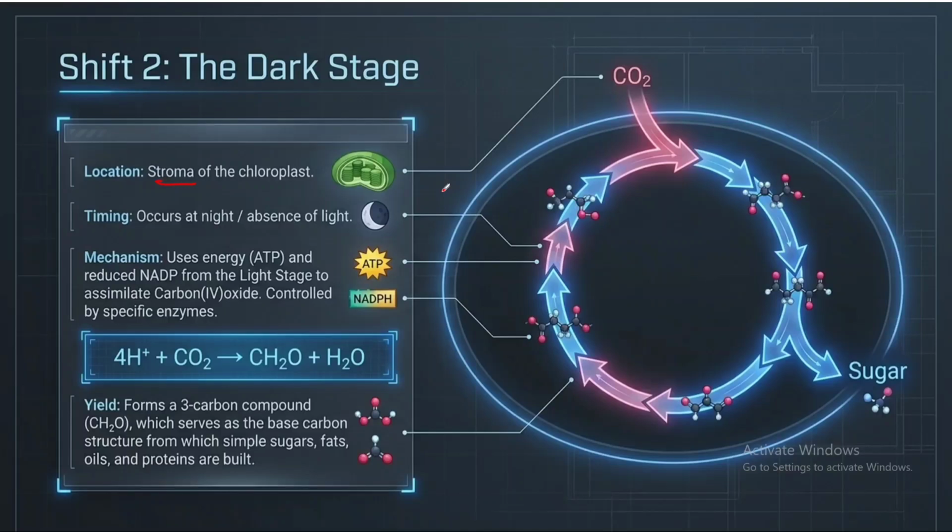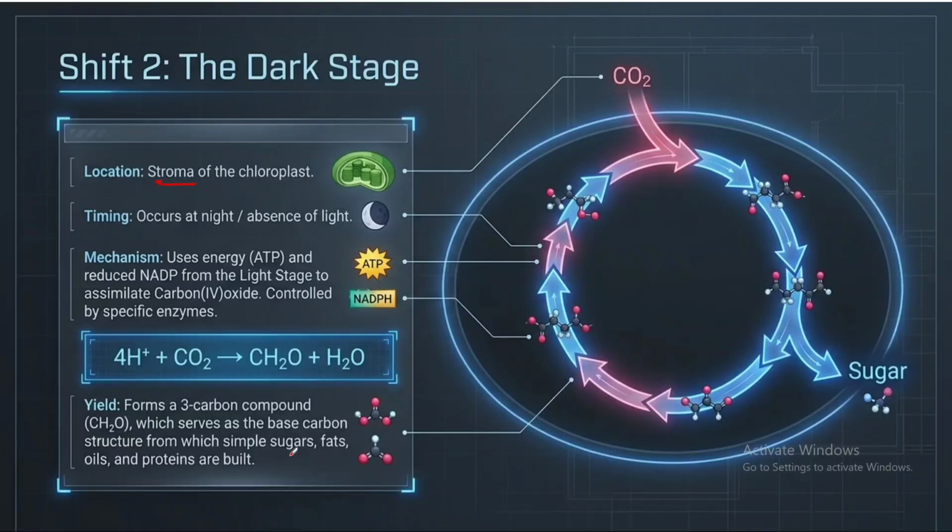And it uses the ATP and the reduced NADP from the light stage, and in this case assimilates carbon dioxide. So assimilation of carbon dioxide happens during the dark stage. And also using controlled enzymes, at the end of the day there is formation of a carbon structure from which glucose and other materials can be produced. So the yield here, like we mentioned, forms a 3-carbon compound, that is CH2O, which serves as the base carbon structure from which simple sugars, fats, oil, and proteins are built. So these are the major reaction stages or the mechanisms of photosynthesis.